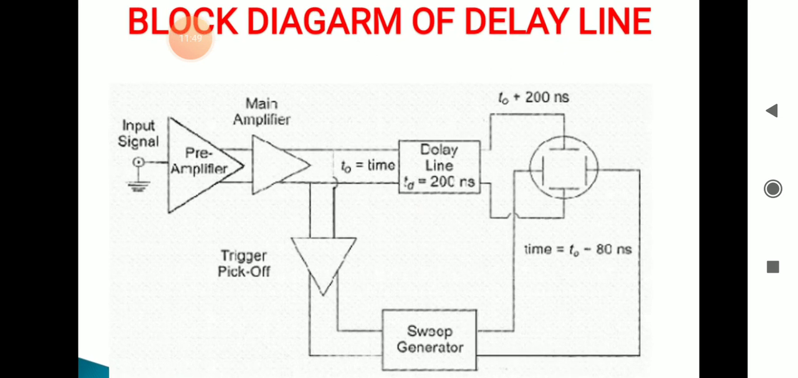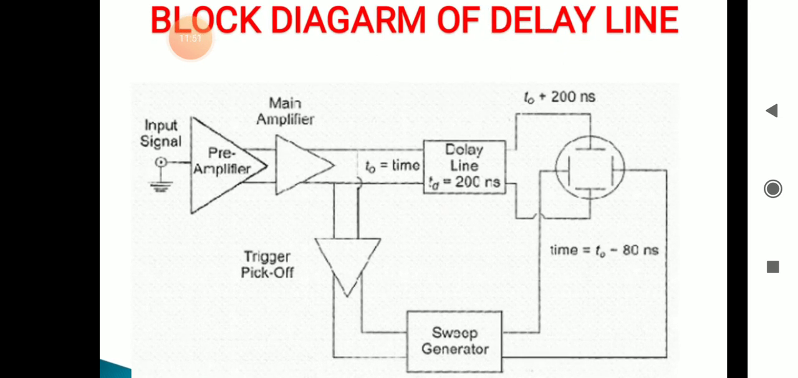So this is the block diagram of the delay line. Already you have seen the block diagram of the CRO, and the delay line is one of the blocks you are going to use in it. The delay line is used to delay the signal for some time in the vertical section. Generally, a time delay of 200 nanoseconds is provided to observe the leading edge of the waveform.